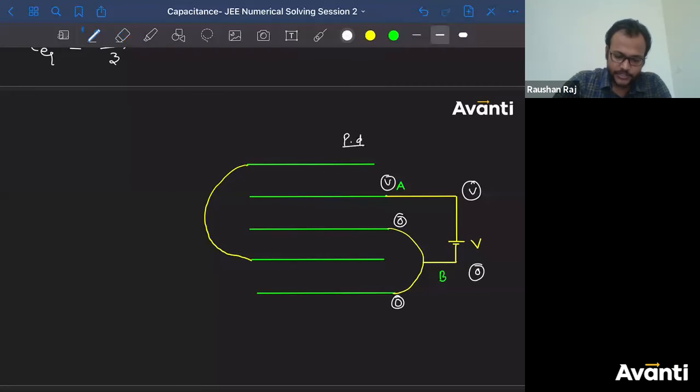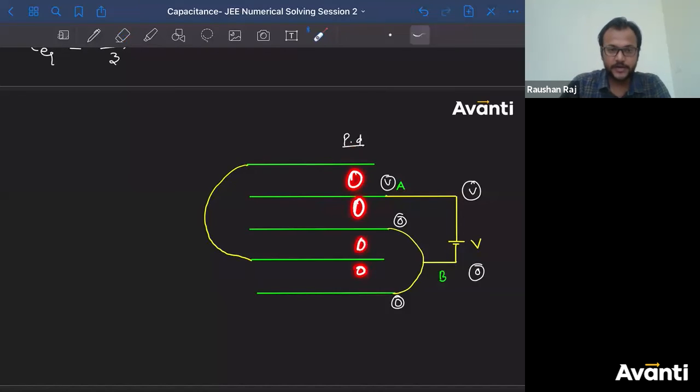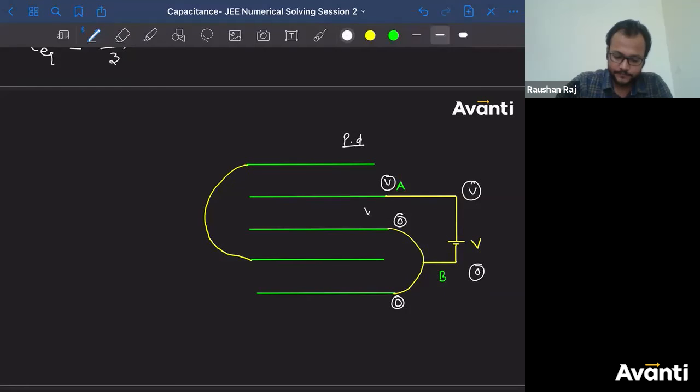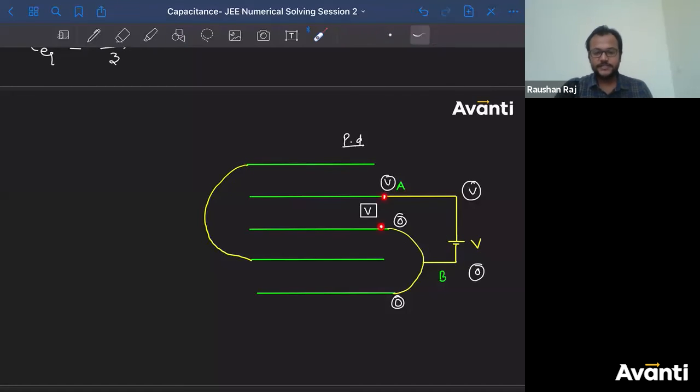So I am writing potential difference below this. इसके नीचे मैं क्या लिखूंगा? If I'm writing something here, that is potential difference. All right. And then I'm going to write the charge in this region. Tell me what is the potential difference here? So V minus 0. That means V. And I'll be using a square like this. That means that is the potential difference. So potential difference across this is V.